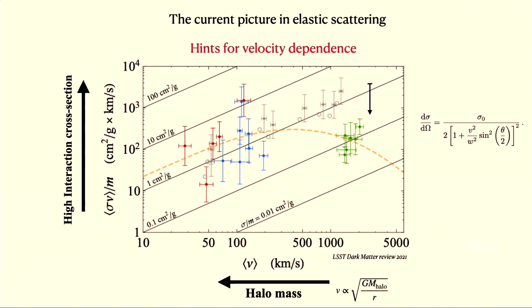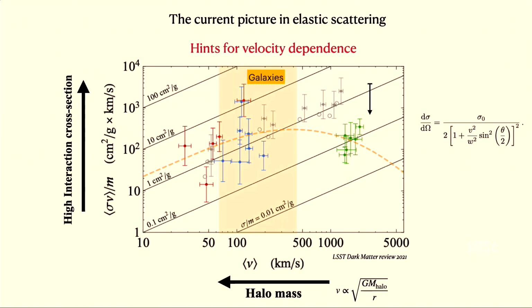So this is the typical expectation for elastic scattering. On the x-axis here is the interaction cross-section times v, and this is the velocity scale, so the halo mass scale. Typically on cluster mass scales, the most robust constraints are these bullet cluster constraints, which are of the order of 1 to 2 centimeters squared per gram. And on the dwarf scales, you can essentially have much higher cross sections.